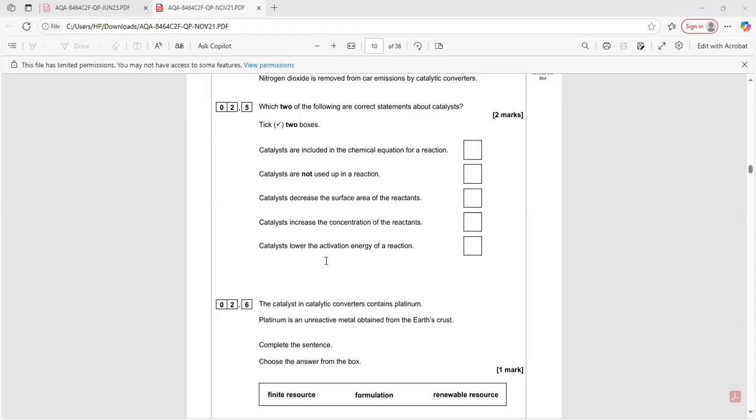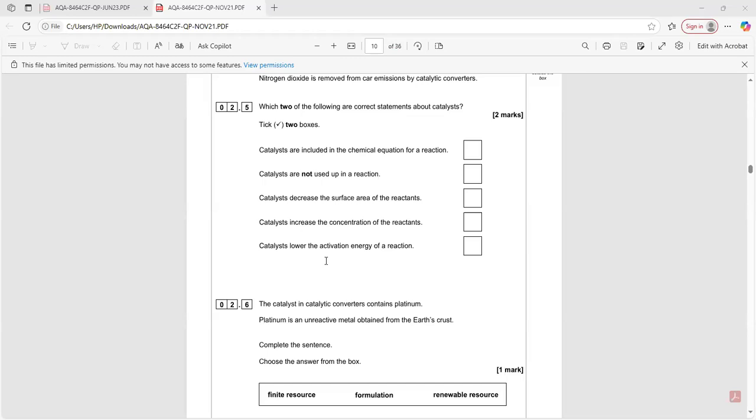Okay, of course, we know that catalysts, they are not included in the chemical equation for a reaction. And the reason is simple. They are not involved in any reaction. They simply speed up the reaction without getting involved in it. So number one option is wrong. Don't choose it. Catalysts are not used up in a reaction. True, they are not. So we'll take that.